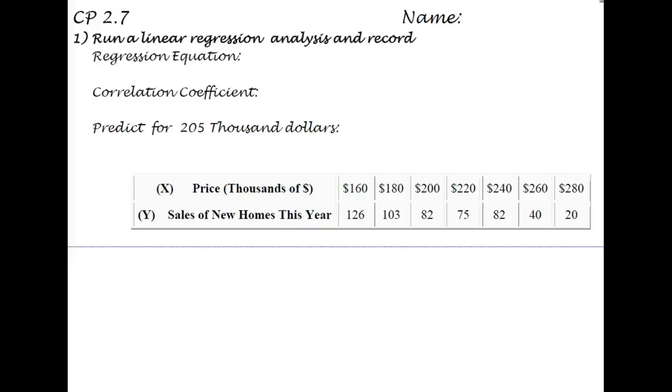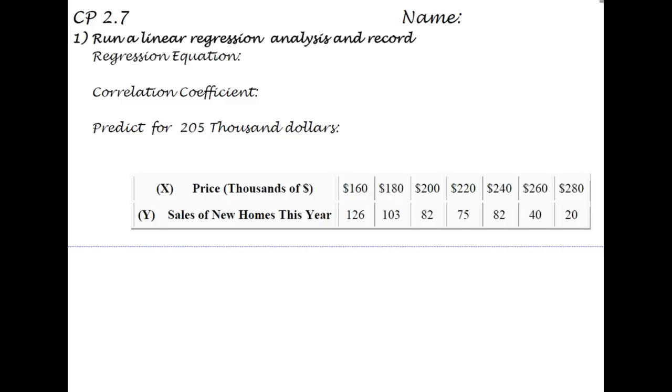Hello, we're going to do a little linear regression here on checkpoint 2.7. The first thing we need to do is, we're using the TI Inspires for this, so I'll pull up a TI Inspire and I entered the data. We have our X, which is what we call the independent variable, or in AP stats, you'd call that the explanatory variable. And then the y, the dependent variable, would be the response variable.